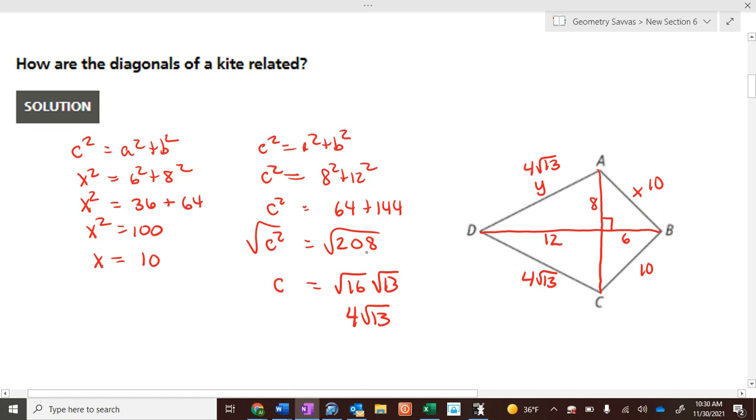What you do, you find a perfect square that goes into there. 16 is a perfect square because it becomes 4. So 1's a perfect square, 4's a perfect square, 9's a perfect square, 16's a perfect square, 25's a perfect square, and so on. Any number squared is a perfect square. So then we take the square root of the perfect square part. The other part doesn't break down, so that's why it's 4 square root of 13.